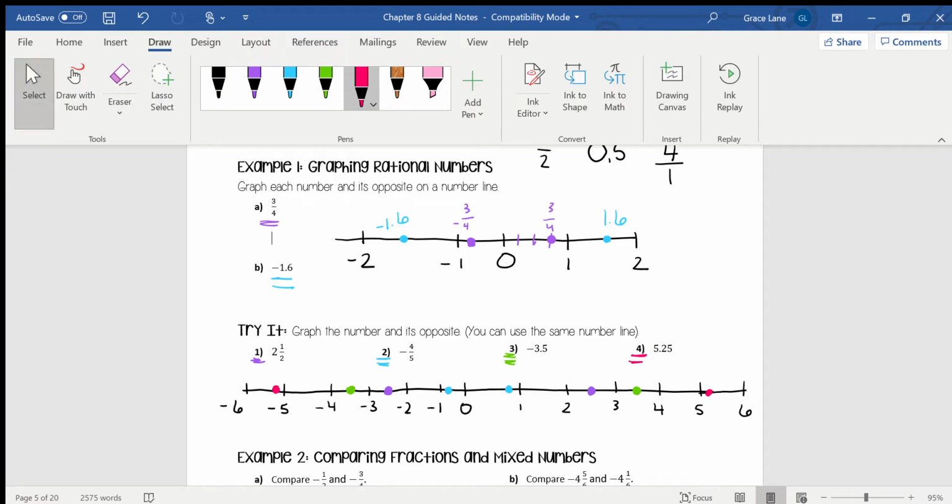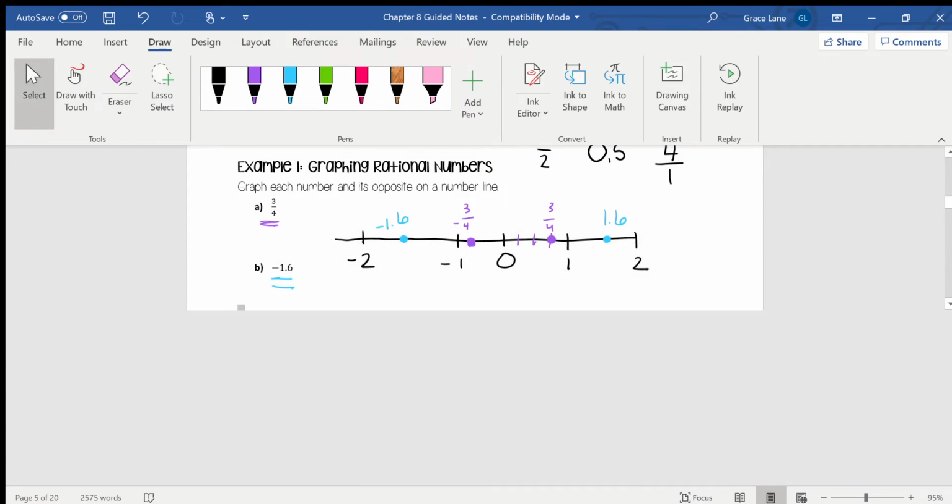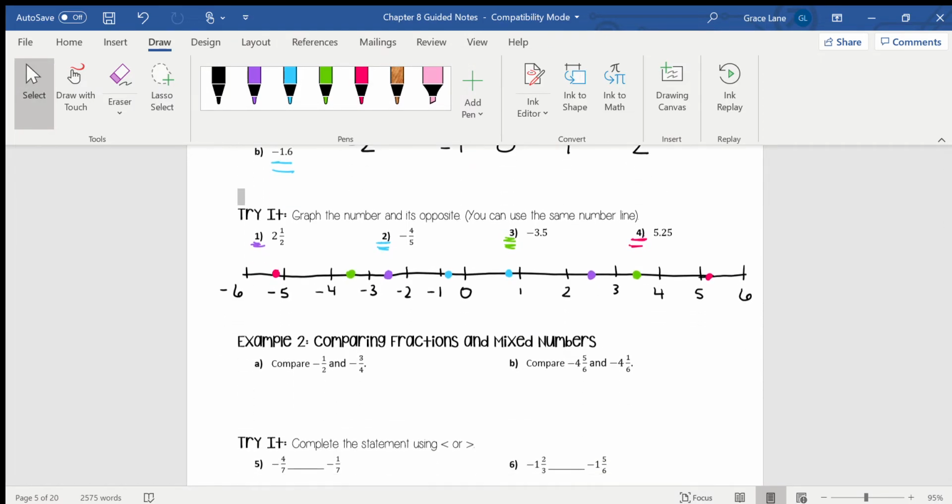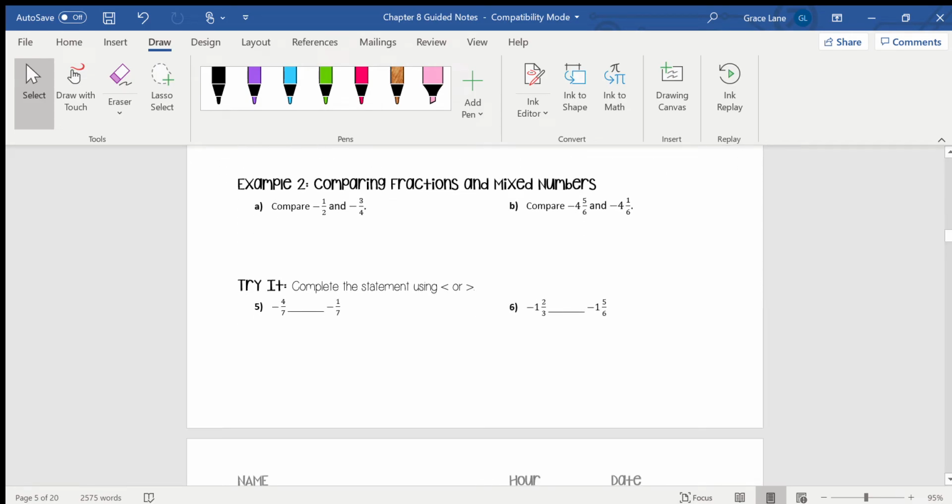Okay, so that was just marking things on your graph. Now we are going to talk about comparing fractions, comparing decimals using the greater than and less than symbols. Okay, let's go down to example 2. It says compare -1/2 and -3/4.